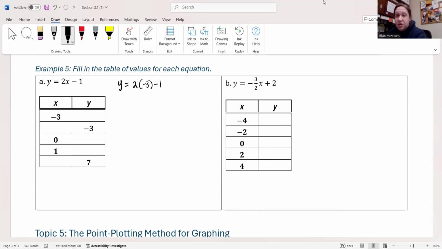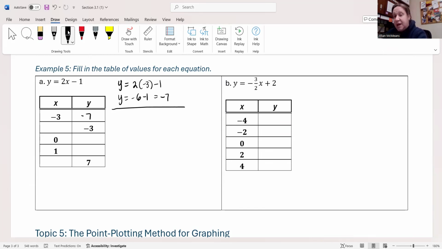So in this case, we just need to simplify the right-hand side of the equation. I know that 2 times -3 is -6. And then if I subtract 1, I get that y is equal to -7. So that tells me for this particular equation, if x is -3, y has to be -7. All right, so that's our first one. And then each row, you just kind of lather, rinse, repeat.